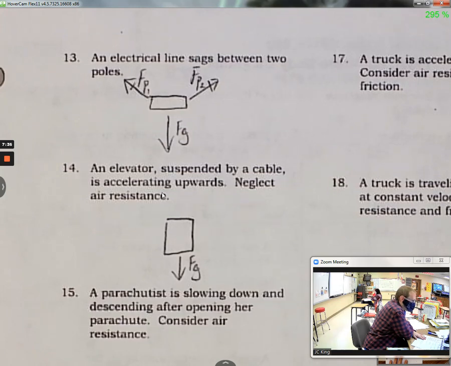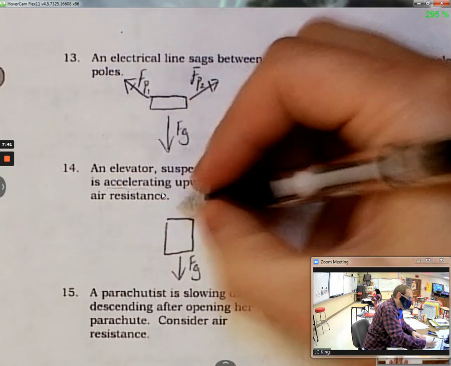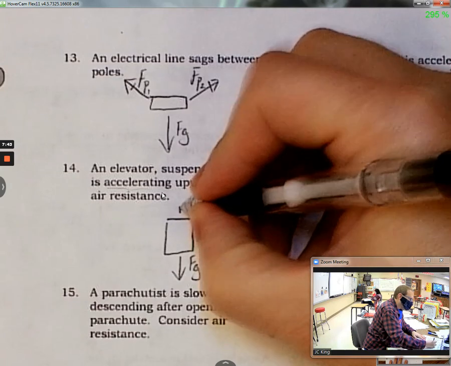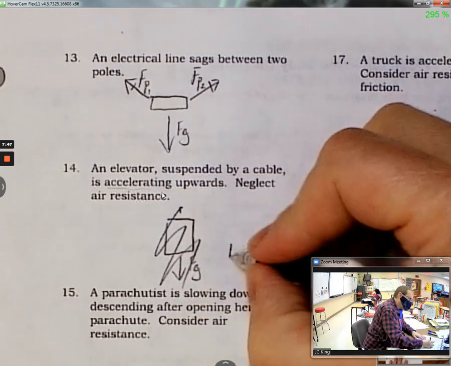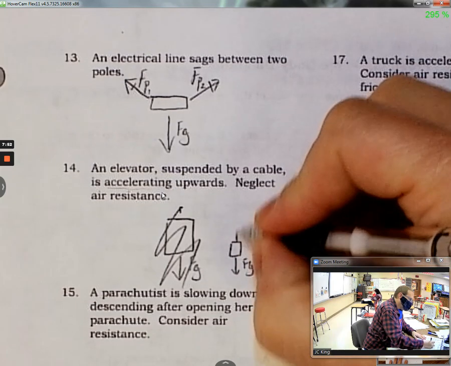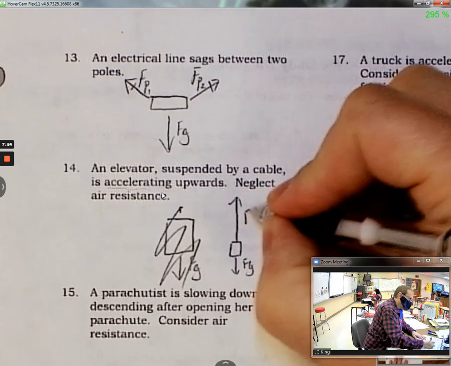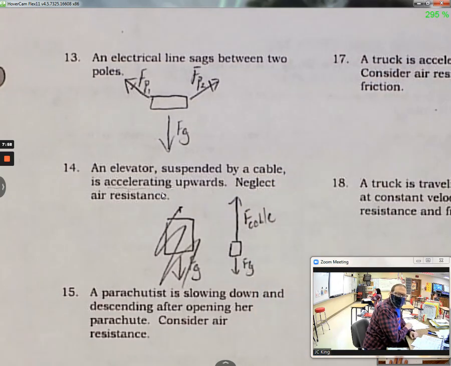How is its arrow going to compare with the gravity arrow? It's going to be bigger, right? And we know that because it's accelerating upward. So I may not have left myself enough room here. Let's make it smaller here. We'll do force of gravity here. We'll do, we call that force of cable. Force of tension. That works for me. All right. Questions?